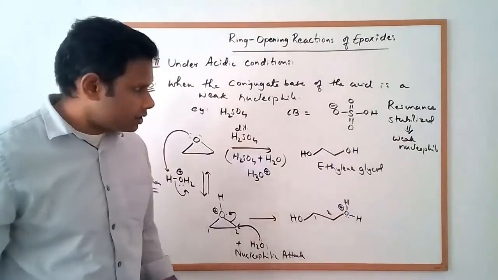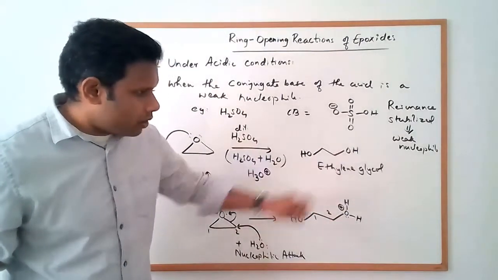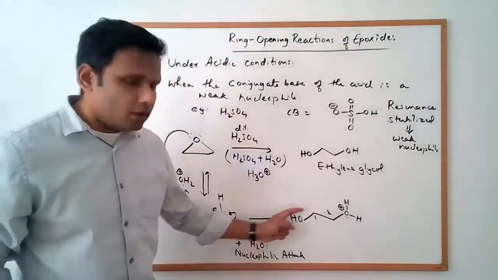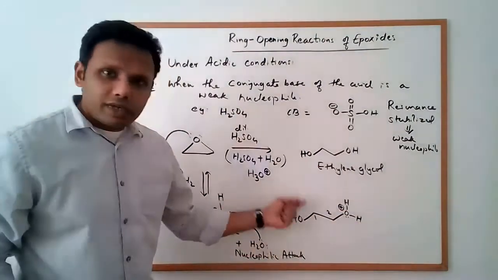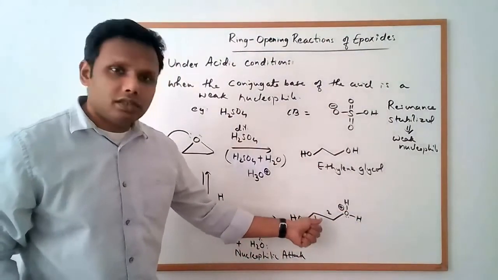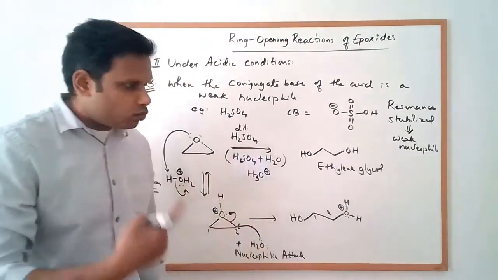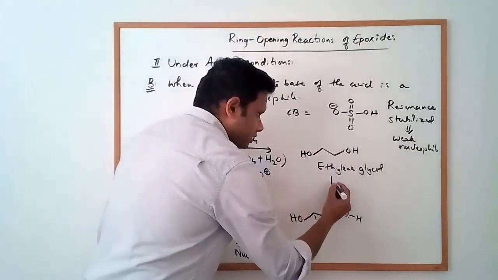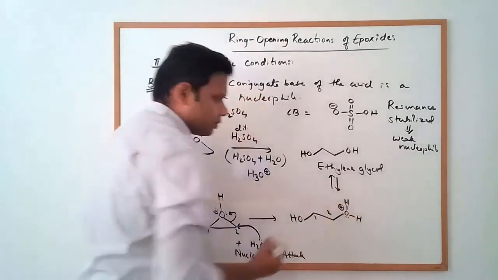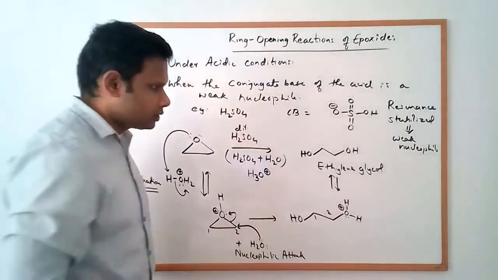So we get that species. And notice this is not our product, ethylene glycol. It's not a neutral molecule. So whenever you end up with an intermediate like this, there is one last step, which is a final acid-base reaction, a proton exchange.